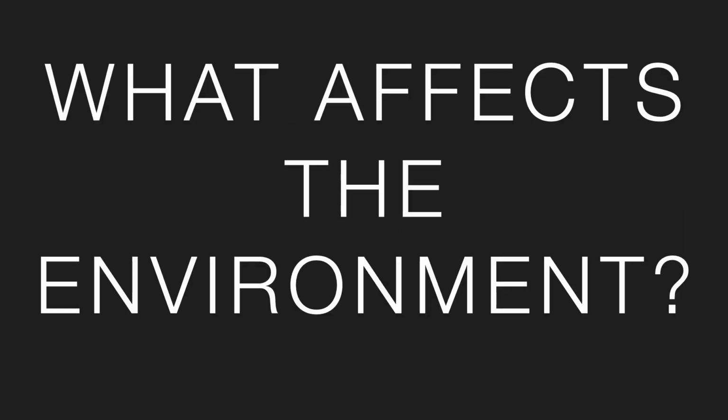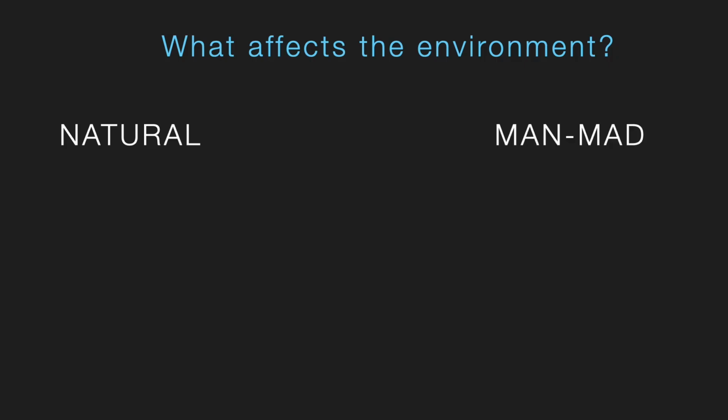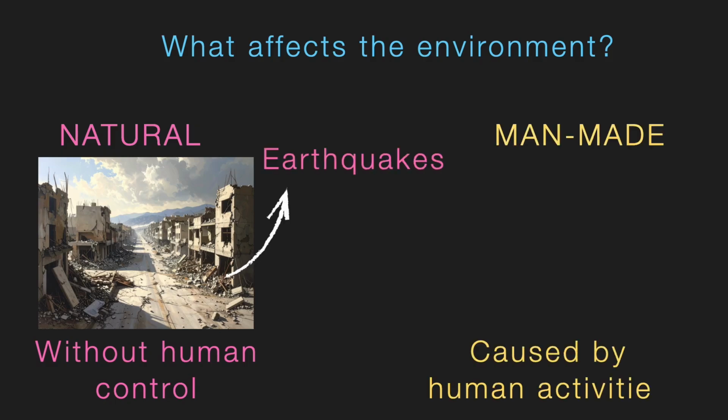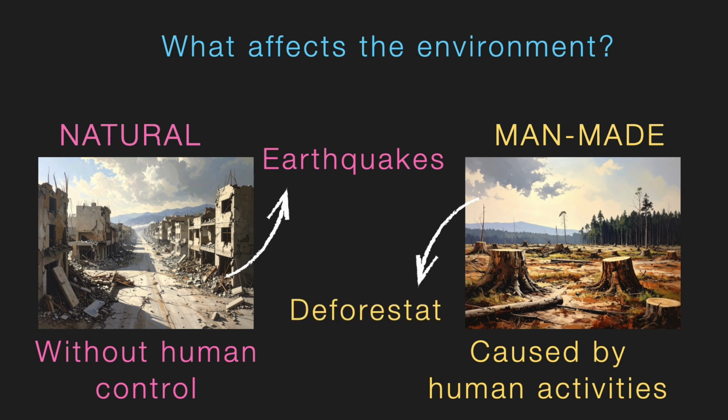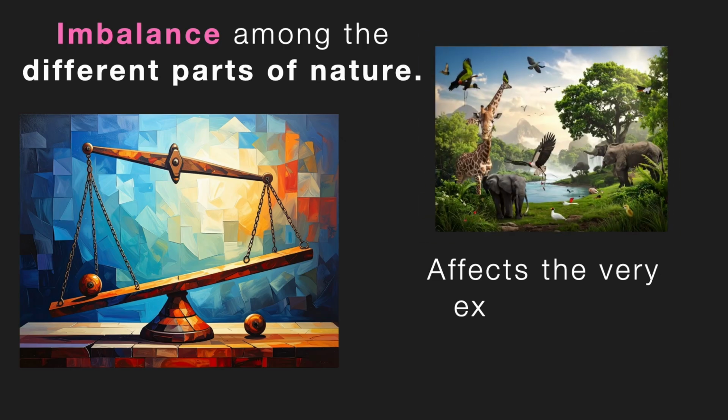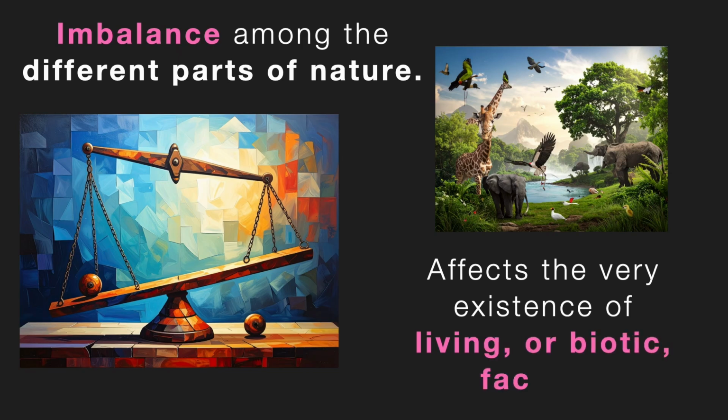There are two kinds of factors, natural and man made. Natural factors are events that happen without human control. For example, earthquakes, right? Man made factors are caused by human activities. A good example is deforestation, that is, cutting down trees on a large scale. When natural factors and artificial factors harm the environment together, they create imbalance among different parts of nature. That imbalance finally affects the very existence of living or biotic factors.